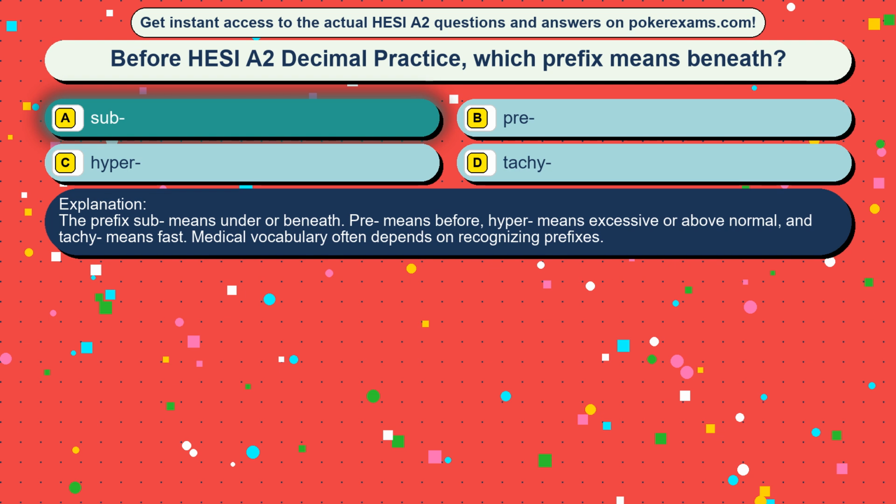Pre means before, hyper means excessive or above normal, and tachy means fast. Medical vocabulary often depends on recognizing prefixes.